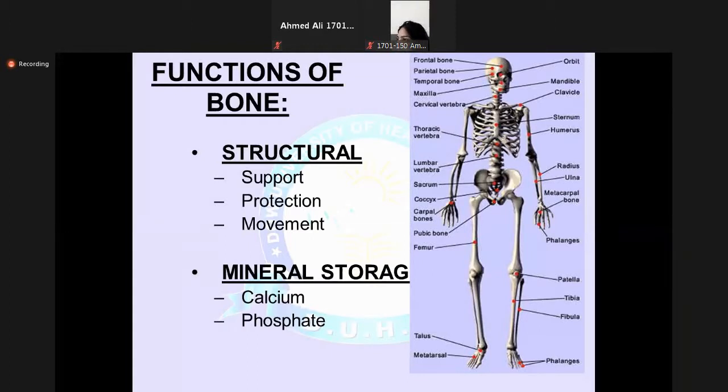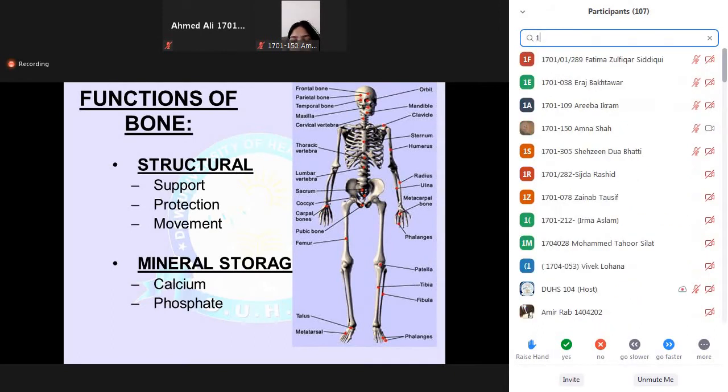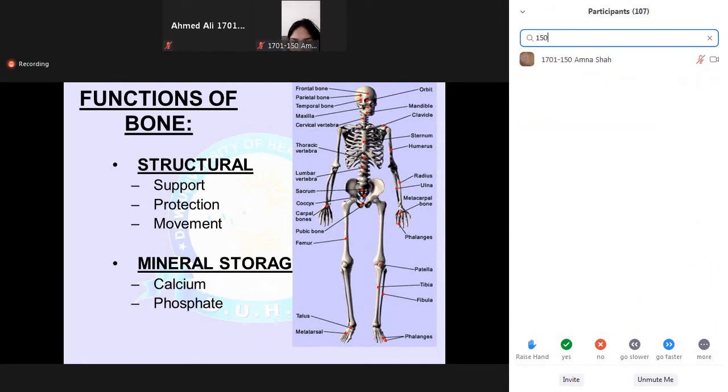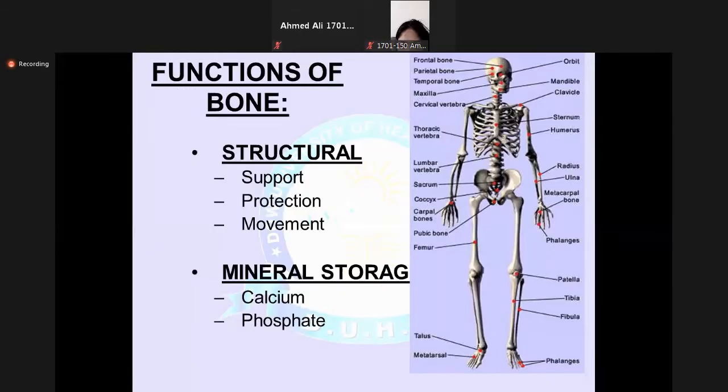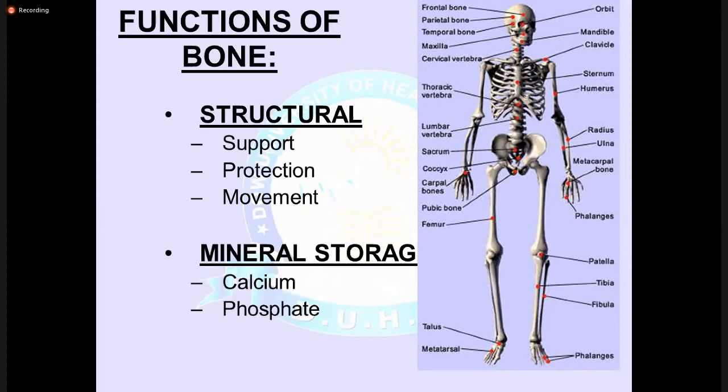If you consider the mechanical function, bones support the body, and in addition, by their attachment to the muscles and tendons, the bones act as levers to bring about various movements of the body. So by this structural framework, the bone is able to support the body and to provide attachment.